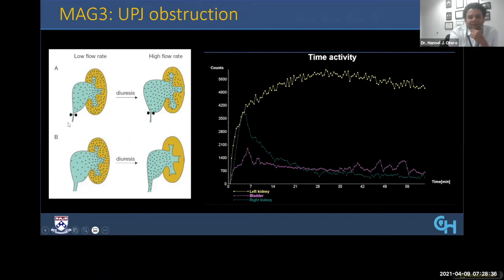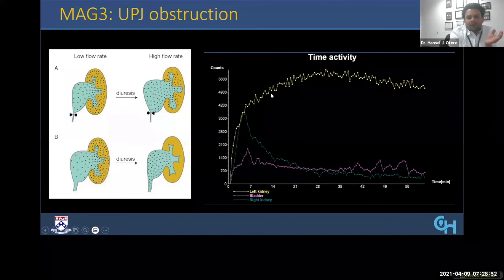So this graph explains why we give Lasix. We want to force and try to differentiate between the ones that are dilated but unobstructed from those that are dilated and obstructed. And again, the curve is completely different because one will show you this that never drains, and the other one, like I showed you in the previous patient, will go up, but then drain after Lasix.